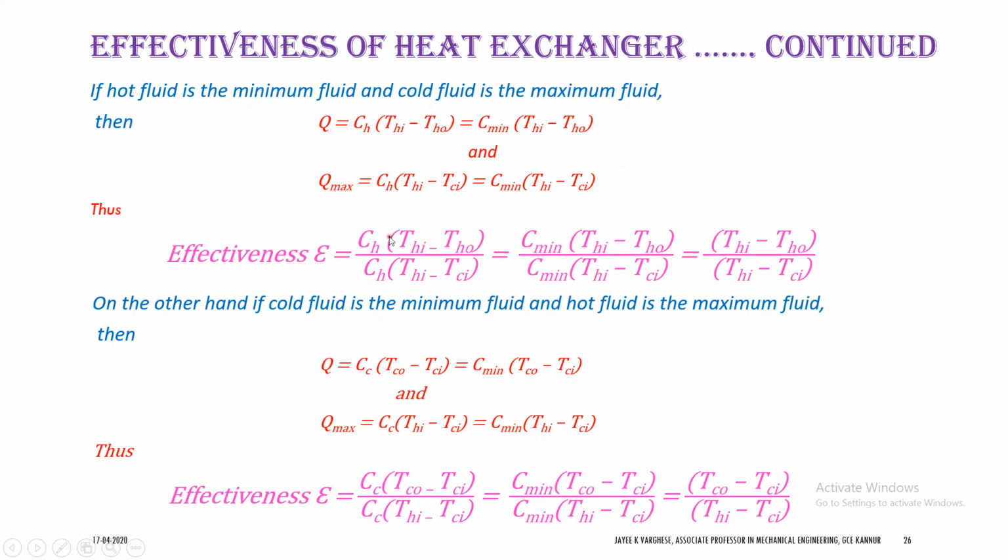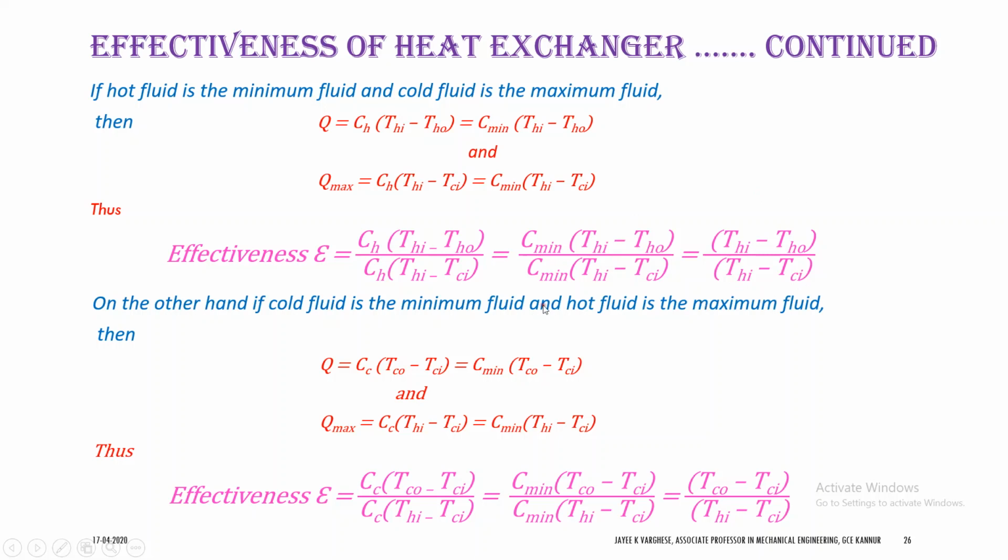Effectiveness is equal to Ch into Thi minus Tho divided by Ch into Thi minus Tci. In this particular case, if hot is the minimum fluid, both will be written as C min into this divided by this. If you write the heat transfer in terms of the minimum fluid, then C min by C min will get cancelled, and it is merely the ratio of the temperature differences: the temperature difference of the minimum fluid divided by the maximum possible temperature difference.